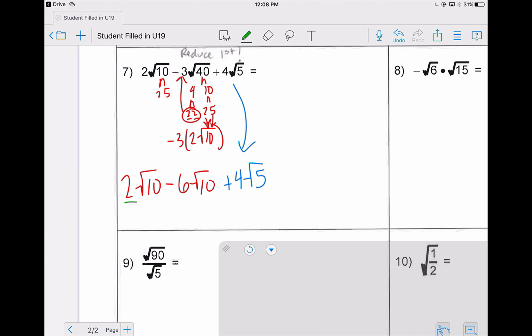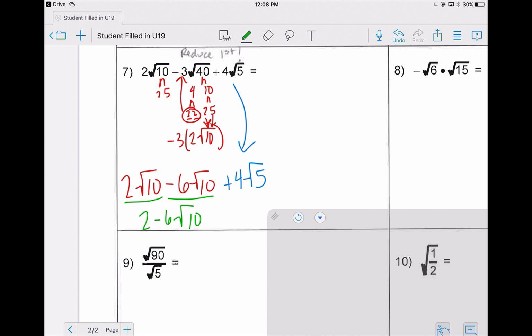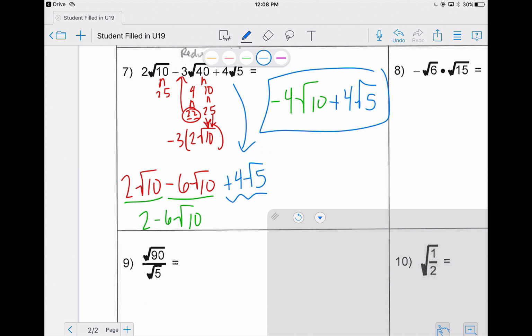Now to reduce, I have 2 square roots of 10 minus 6 square roots of 10. 2 minus 6 is negative 4 square roots of 10. And then the 4 square roots of 5 has nothing else to change it, so it simply gets rewritten.